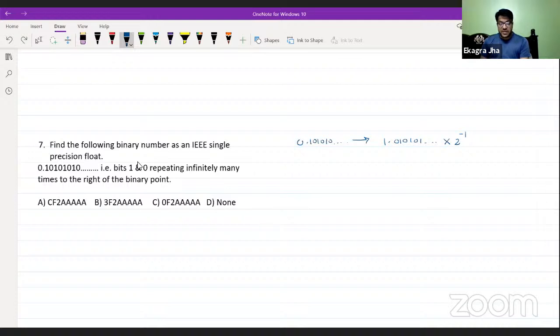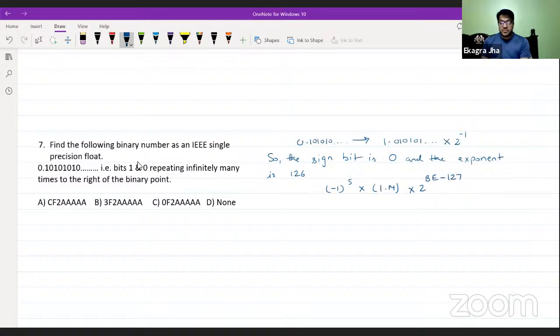Okay, the sign bit is 0 because the value is going to be positive. The exponent, which is the biased exponent, is 126, because the format was minus 1 to the power s into 1 point m into 2 to the power biased exponent minus 127.